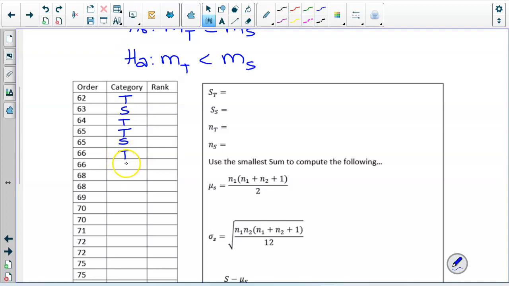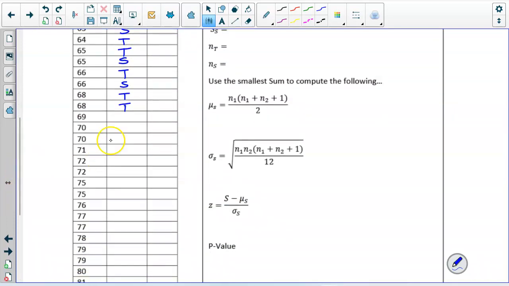66, track and swimming. And then 68, 2 tracks. Good. 69, swimming. 70, track and swim. 71, swim. Good. 72, they're both.